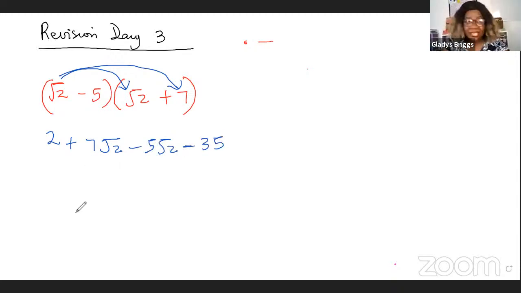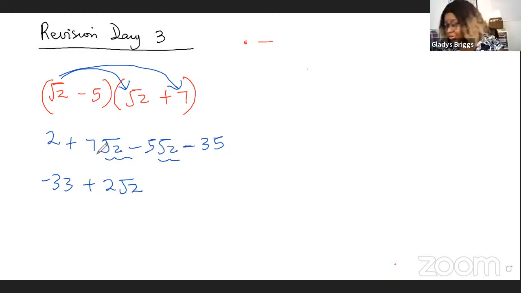Now you just collect like terms, okay? 2 minus 35 is what? Negative 33. 7 minus 5 is plus 2 root 2, okay? When the roots are the same, you just add the outside, the whole numbers, yeah? When the roots are the same, you just add or subtract the whole numbers.